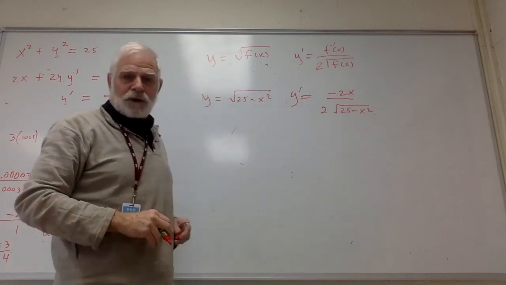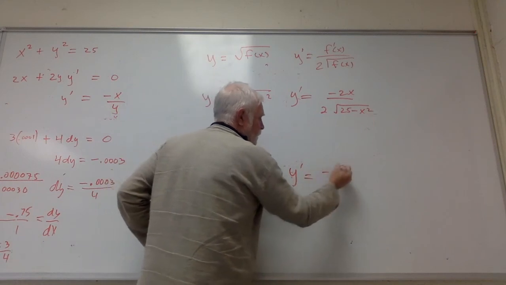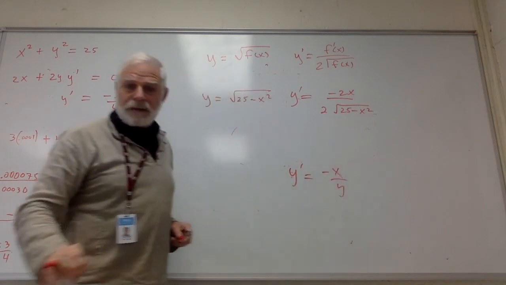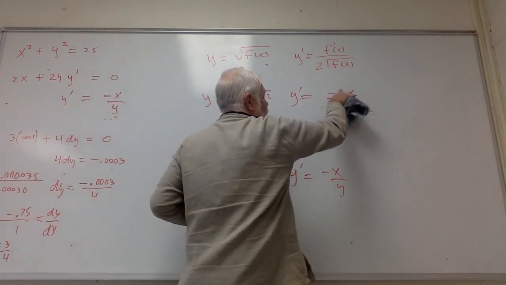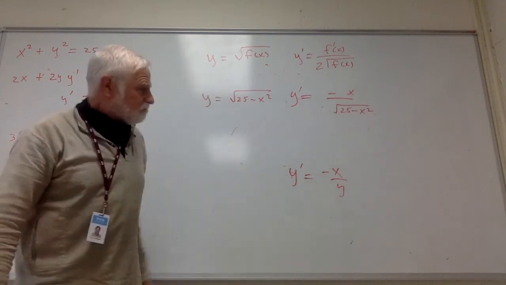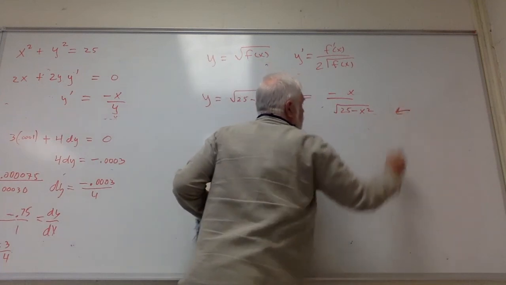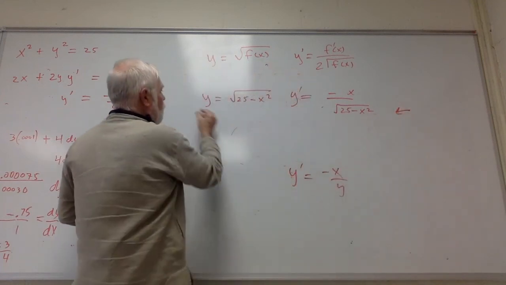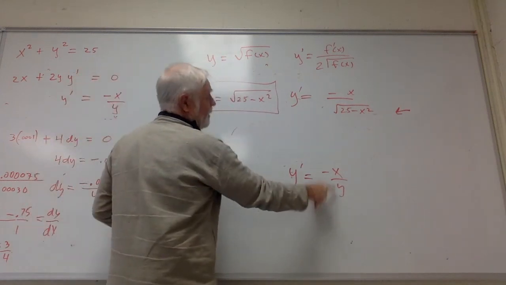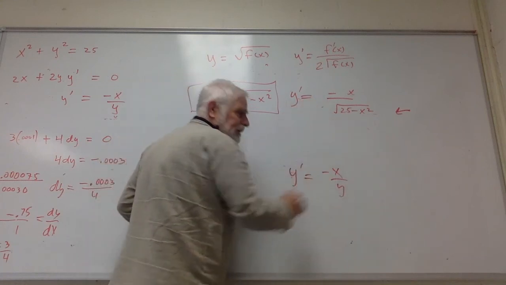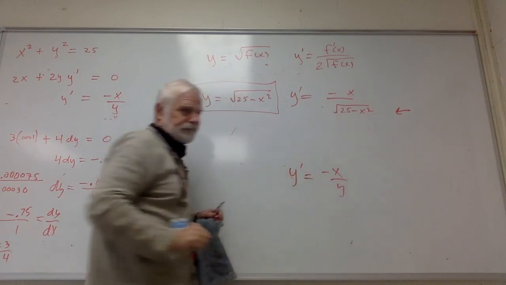Well, let's do a little algebra. A moment ago, implicitly, we ended up at minus x over y. Well, it looks like we got minus x when we divide the 2's out of the problem. And what is another name for the square root of 25 minus x squared? I think there's another name for it over here. And if you said y, you'd be right. That's the same as that. This is explicit differentiation. This is implicit.